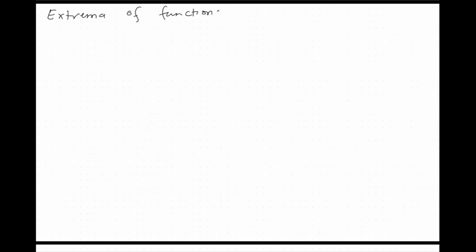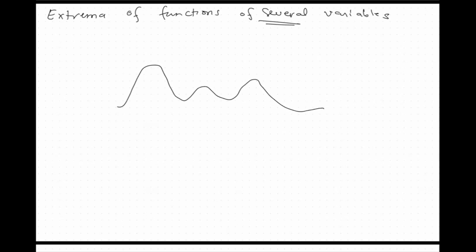I will be drawing some graph here, but in this case, my variables mean 2. So suppose we get some graph of a surface. Here is our surface. Then there's some hole, then some hole here.